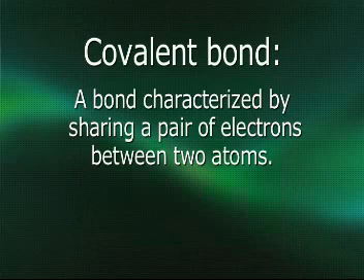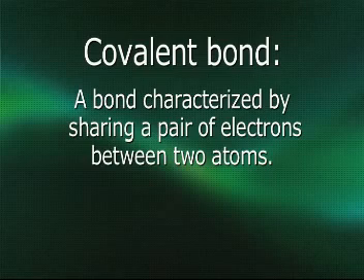A covalent bond is a type of chemical bond created by sharing a pair of electrons between 2 atoms. The electron pair interacts with the nuclei of both atoms, and this attractive interaction holds the atoms together. The covalent bond is much stronger than the hydrogen bond, which exists between polar covalent molecules and is similar in strength to the ionic bond.